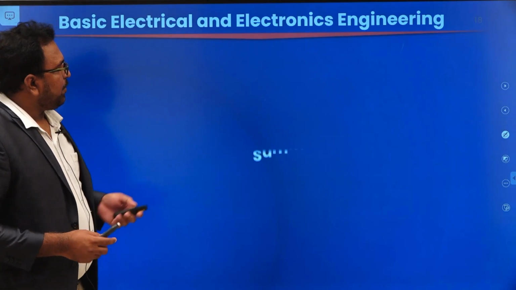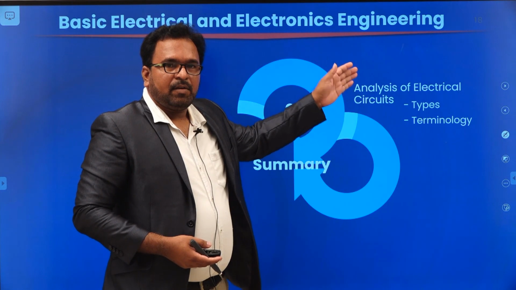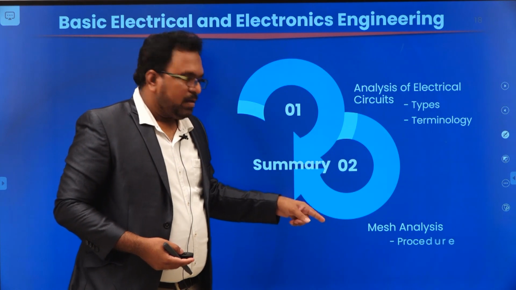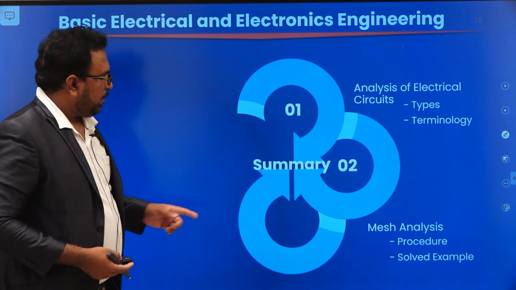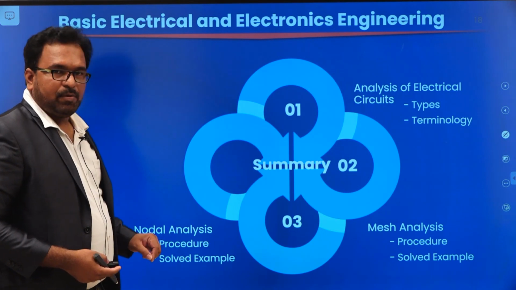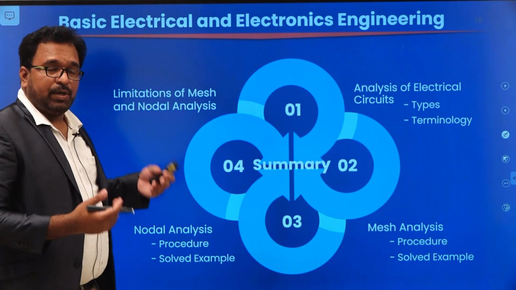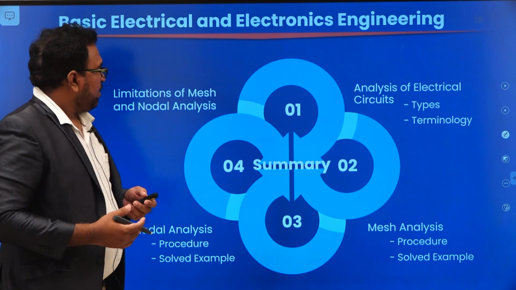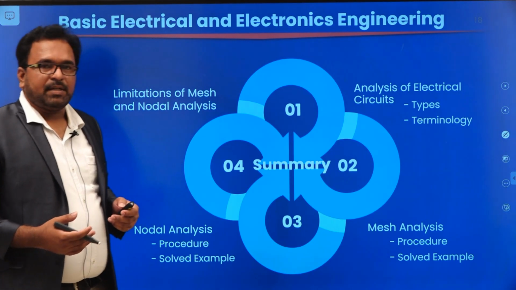Let us summarize the topics we have discussed. The first one: analysis of electrical circuits, types of analysis as well as terminology involved. Second, mesh analysis, its procedure, and we solved one example using mesh analysis. Third, nodal analysis, the procedure involved and a solved example. Finally, we discussed some limitations: in mesh analysis, when a voltage source is present, how to solve; in nodal analysis, when a current source is present, how to solve. So this is all about the topics that we have discussed today.